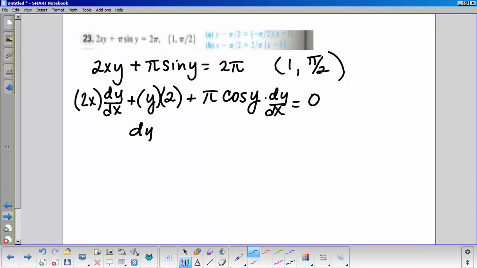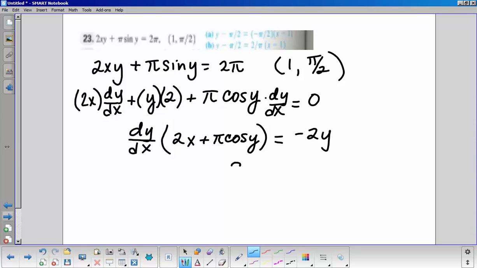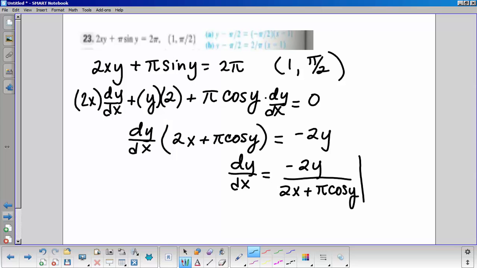Good. Let's factor out a dy/dx. And we're going to get 2x plus pi cosine y equals, and moving things over, we're just going to move over the negative 2y. So this is dy/dx equals negative 2y over 2x plus pi cosine y. Let's plug in numbers and see what we get.